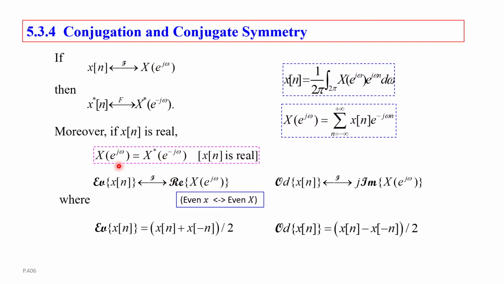And once again, if it's real, that means this thing equals this thing. And then if it's real, then the even part of your signal will correspond to the real part of your spectrum, and the odd part of your signal will correspond to the imaginary part of your spectrum. And this comes from the even signal having an even Fourier transform. Yeah, we'll see this a bit later.